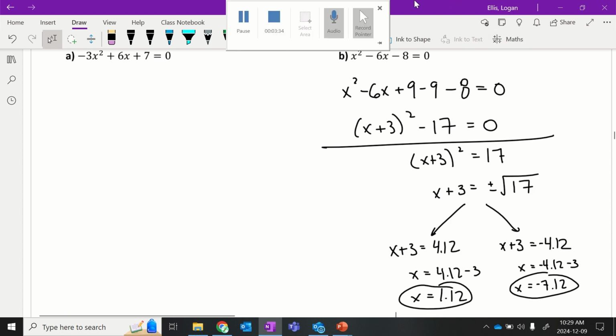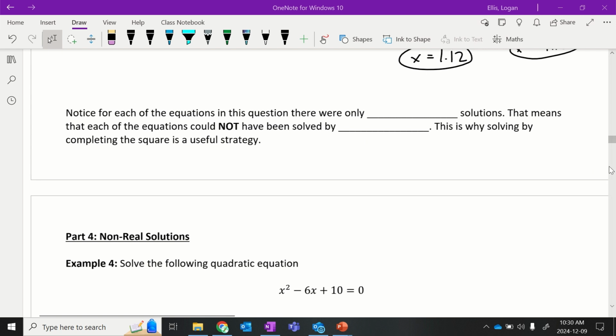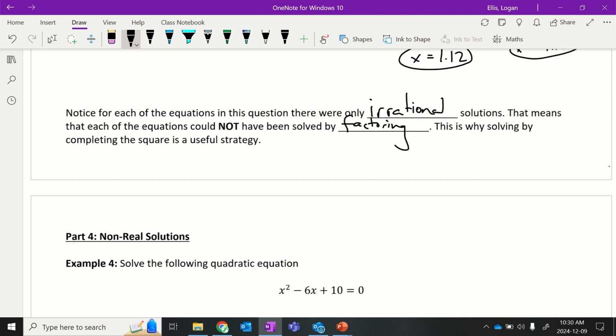I see a couple more writing, so I'll pause. So basically, notice for each of these equations, we didn't do the first one, but there were irrational solutions, meaning they're not nice fractions. This could not have been solved by factoring. So irrational and cannot have been solved by factoring is the key there.